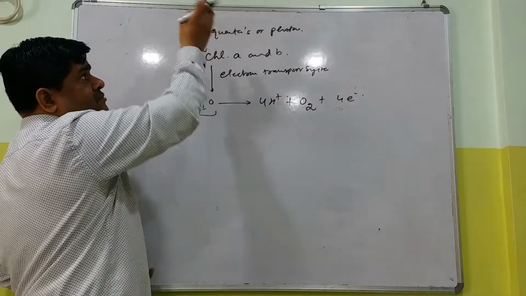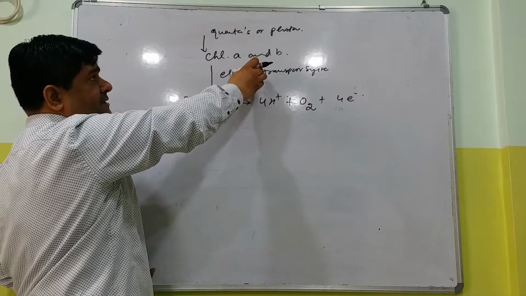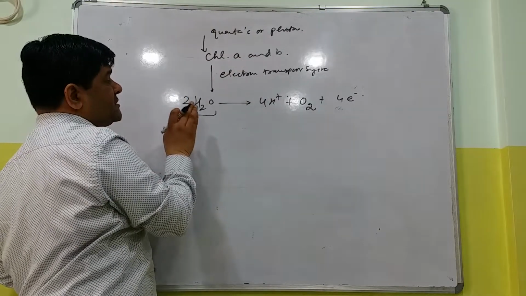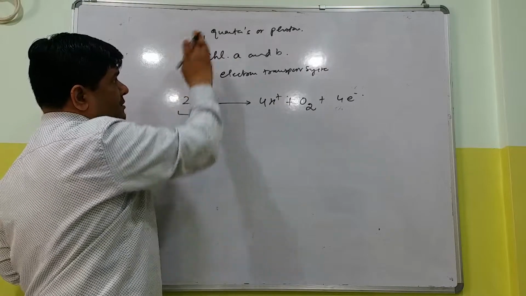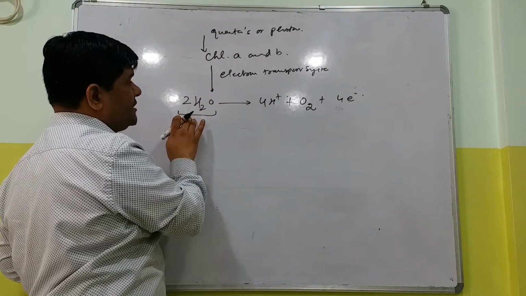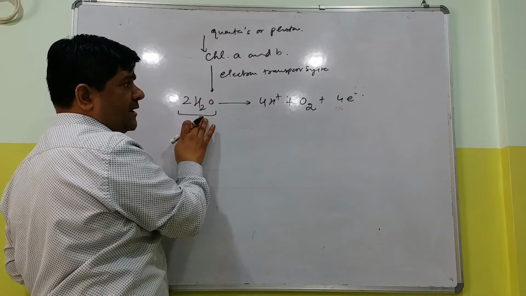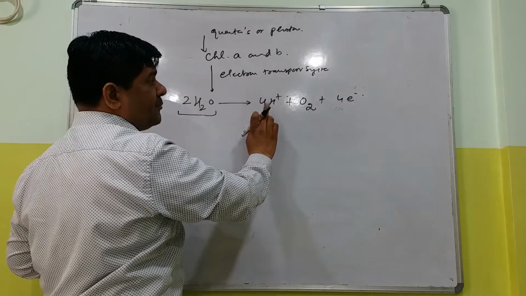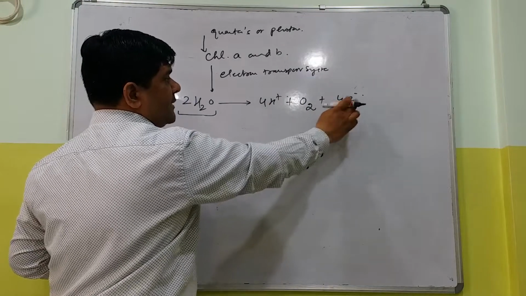So first, solar energy is converted into chemical energy. This chemical energy is transferred to water. Sunlight is transferred to water, so breakdown of the water molecule takes place, resulting in the formation of proton plus oxygen plus electron.